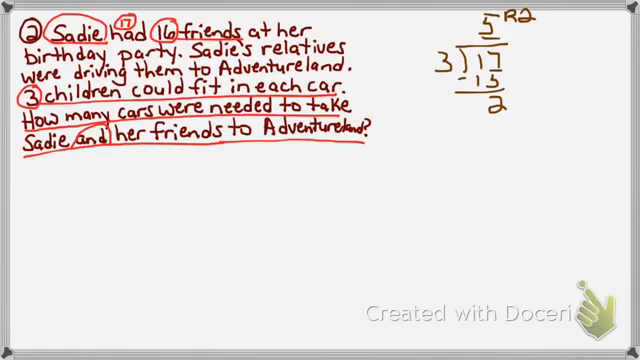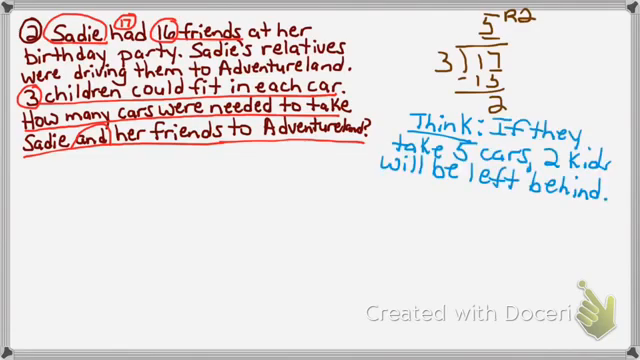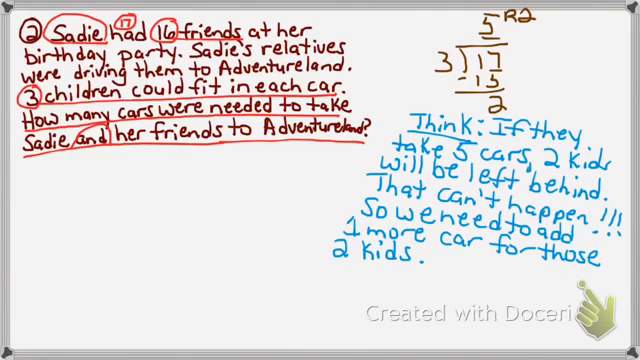Again, this is a division problem with a remainder. It's a word problem, so I need to stop and think. So I'm going to think 5 remainder 2 means they need 5 cars, and there will be 2 kids left over. Think about that. If they take 5 cars to Adventureland, 2 kids will be left behind. We can't have that. So we need to add 1 more car for those 2 kids to get to Adventureland. The 5 full cars plus the 1 extra car will be 6 cars that are needed.